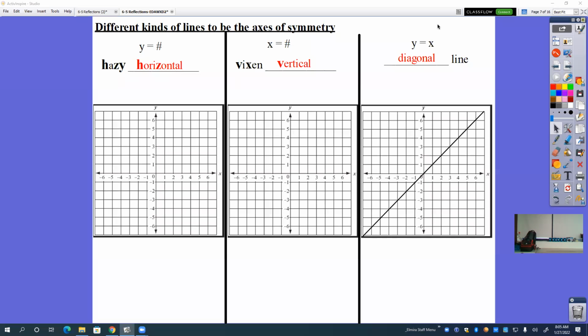Chapter 6, Lesson 5, Day 2. Reflections over any axis of symmetry.